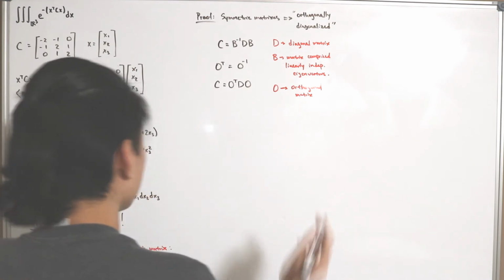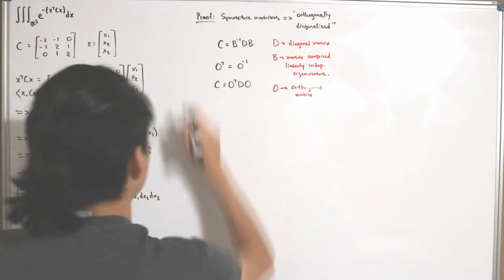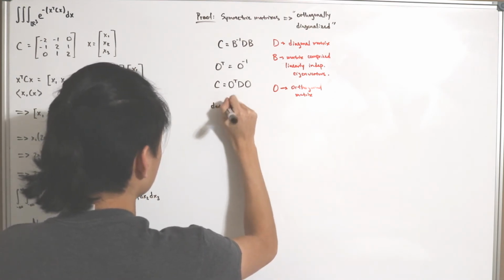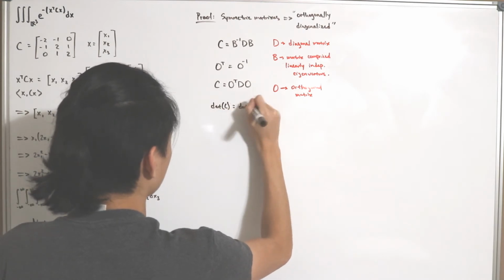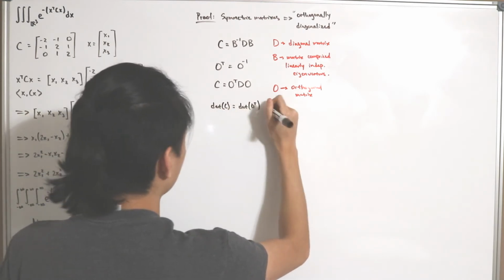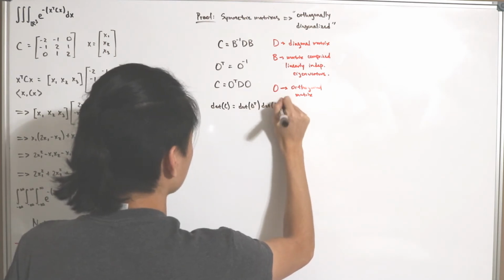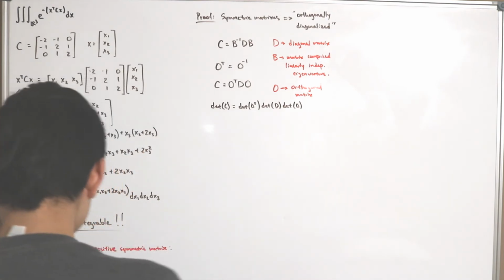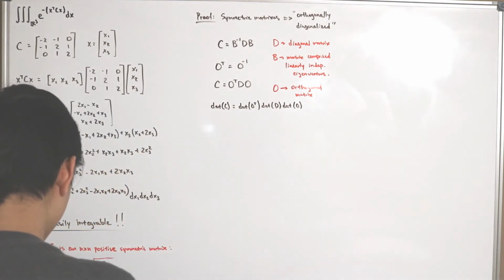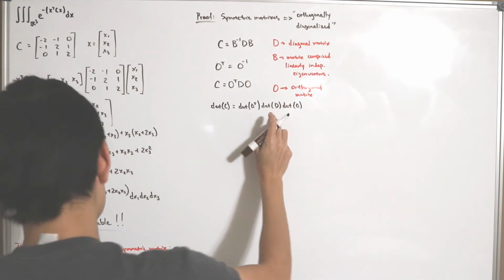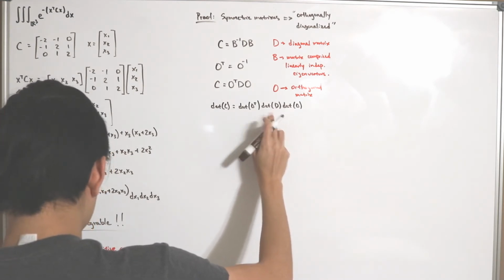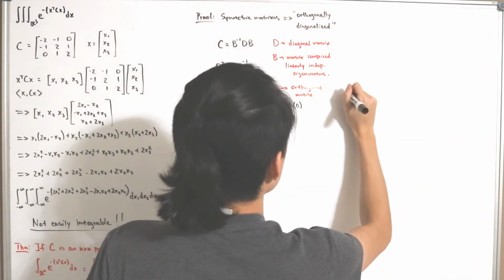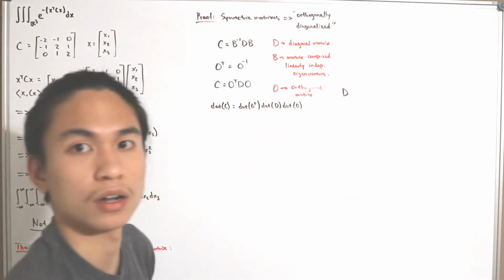Okay, that's cool. Now what we can do is take the determinant of both sides. So the determinant of C is equal to the determinant of the transpose of our orthogonal matrix, multiplied by the determinant of our diagonal matrix, multiplied by the determinant of our orthogonal matrix. Now keep in mind that our matrix D consists of positive eigenvalues. Let me write it over here.